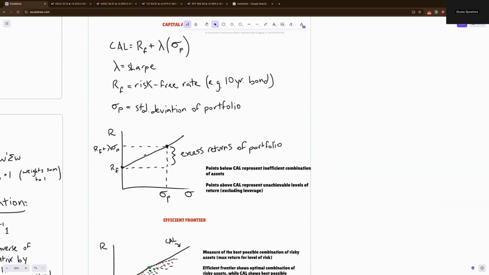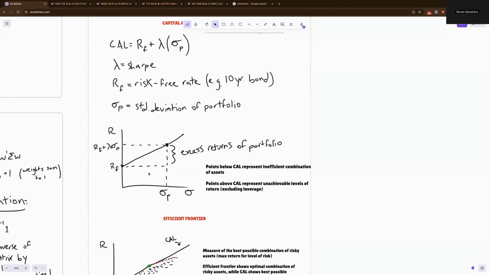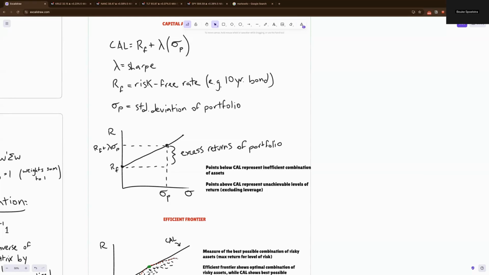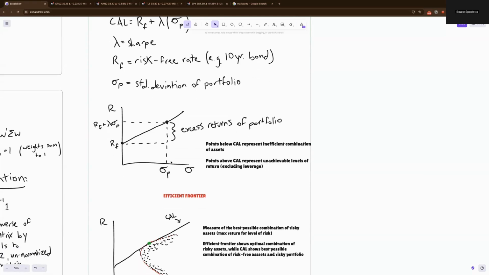Then anywhere along this line represents the best possible combination of a risk-free asset and a risky portfolio. That portfolio, which is a combination of risky assets, so various stocks or things like that, will have a certain risk, a certain standard deviation, and that will correspond to a certain value on the capital allocation line. So the risk-free rate plus the Sharpe ratio multiplied by that standard deviation will give the value on that line. And the difference between that and the risk-free rate will be the excess returns to the portfolio.